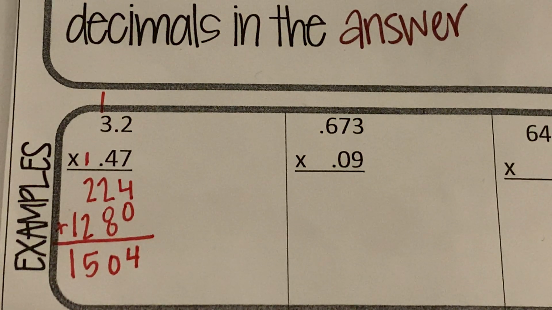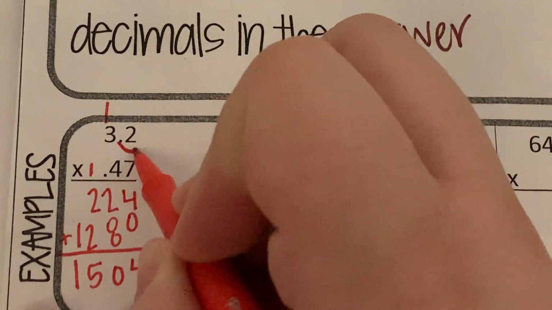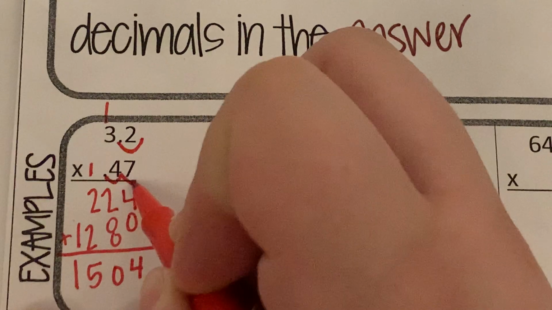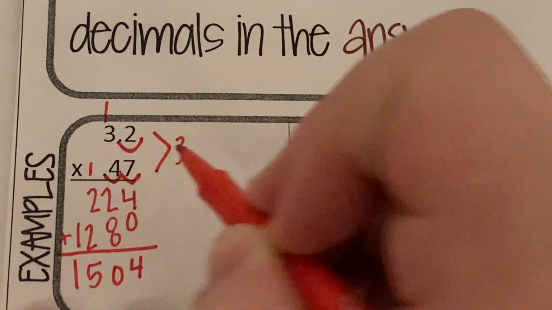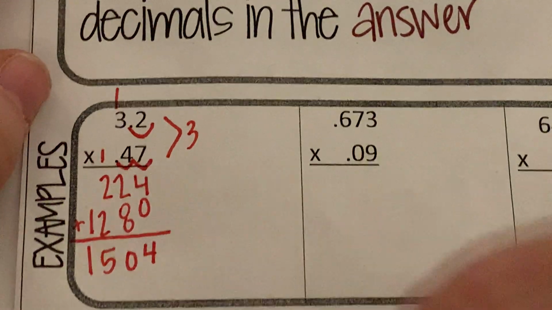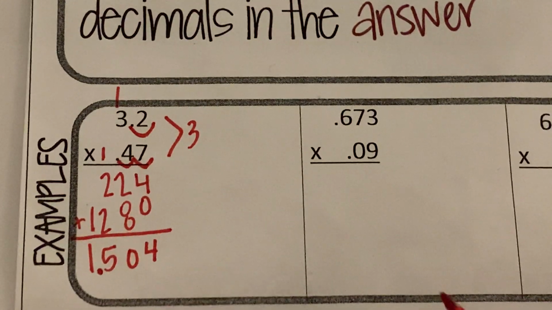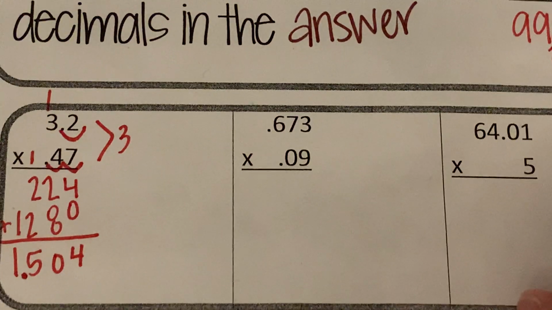Okay, now let's count the decimals. How many numbers in the problem total came after decimals? 3. We've got 1 here and 2 here, so altogether that makes 3. So that means in our answer, we need to put 3 numbers after the decimal. So where's our decimal going to go? Between the 1 and the 5. That gives me 1, 2, 3 numbers that come after the decimal. Pretty simple stuff. Now let's try the next one.